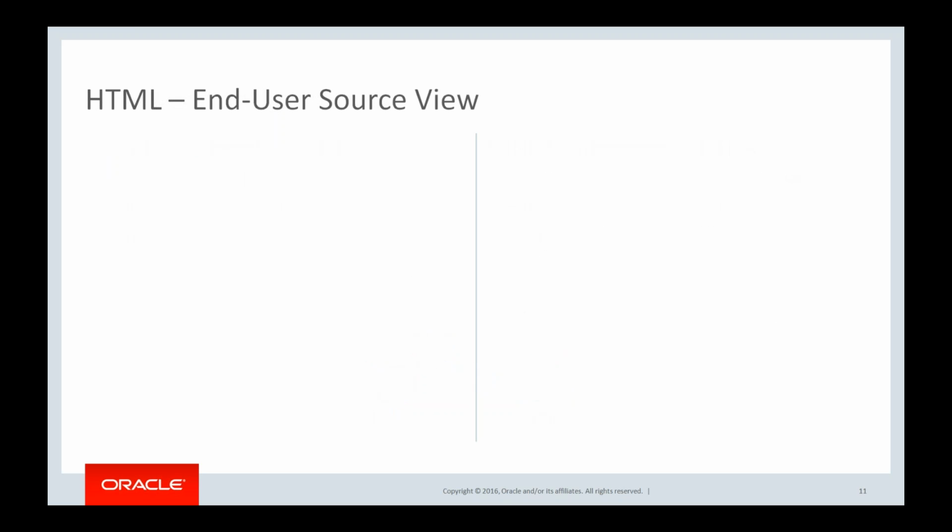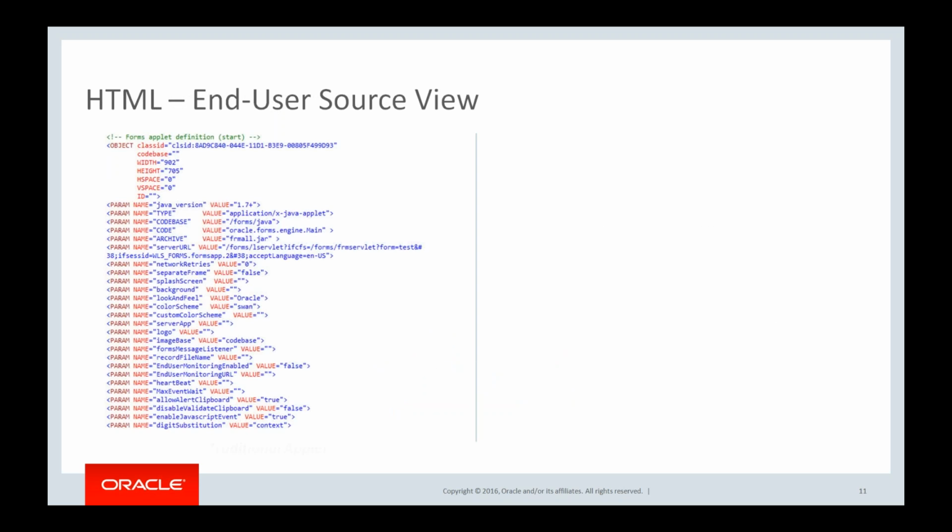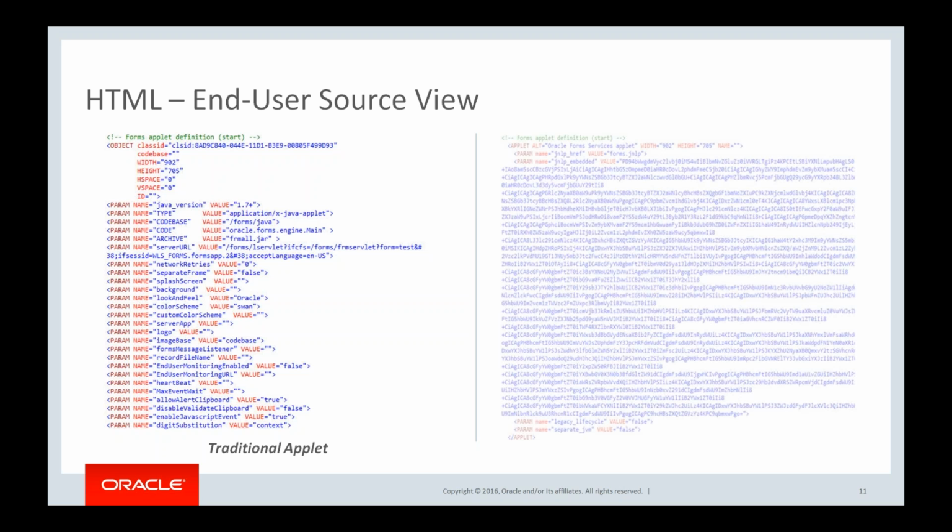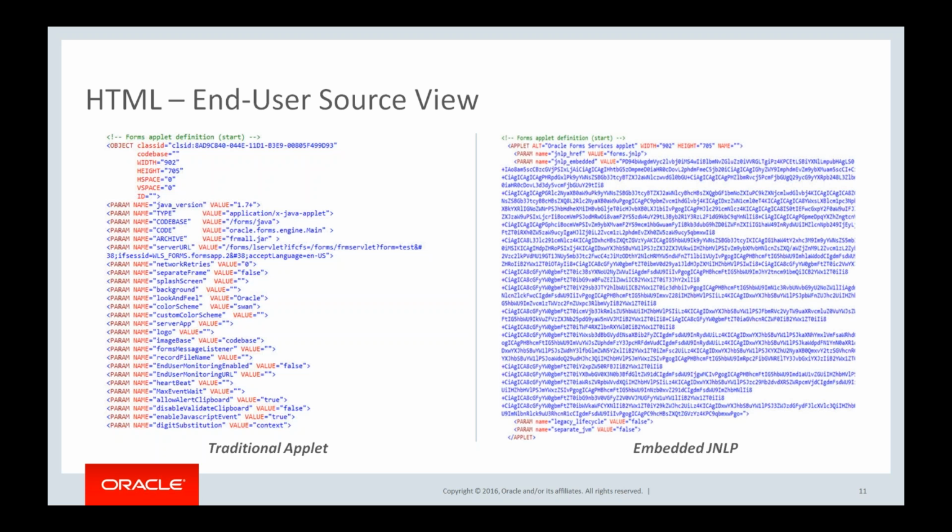The next two, before I get to that point, actually, let me take a mental step backwards. I wanted to show the difference between the traditional applet embedded in HTML. If you take a look at that, you could see it's all human readable. However, the JNLP embedded in HTML, you can see that roughly 99% of it is not human readable.